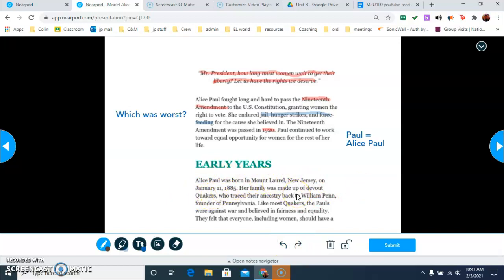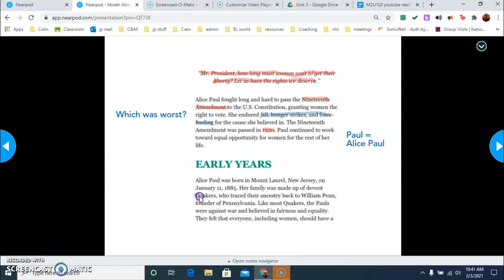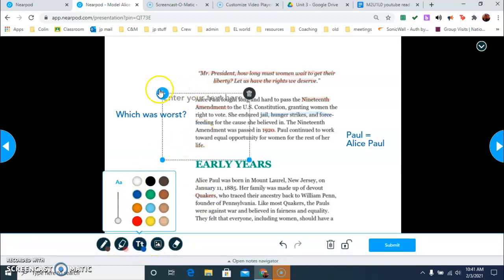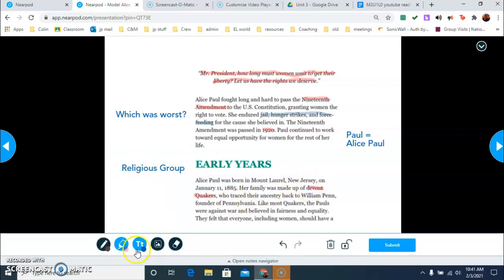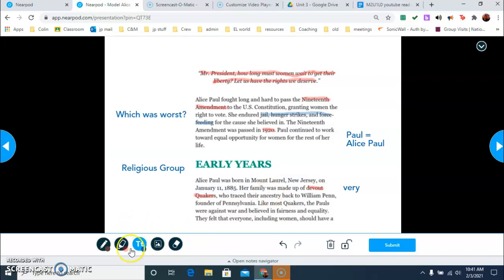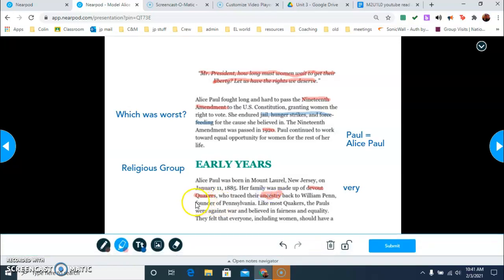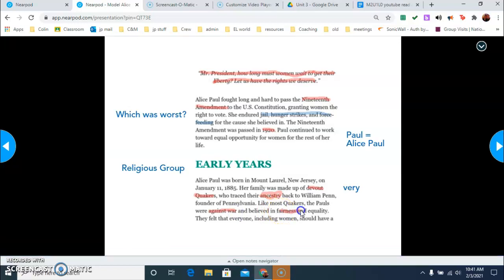Alice Paul was born in Mount Laurel, New Jersey on January 11th, 1885. Her family was made up of devout Quakers, and Quakers are a religious group. Devout, this word devout means that they were very religious or that they practiced with a great deal of emphasis. To trace their ancestry, meaning where they came from, back to William Penn, founder of Pennsylvania. Like most Quakers, the Pauls were against war, so this is common features, and believed in fairness and equality.